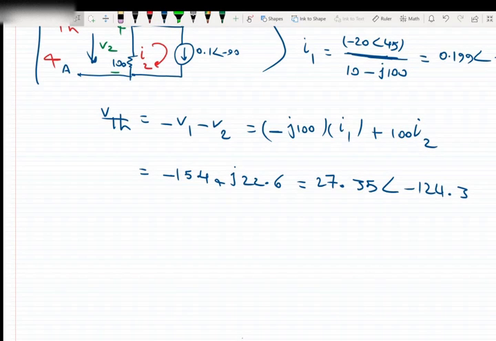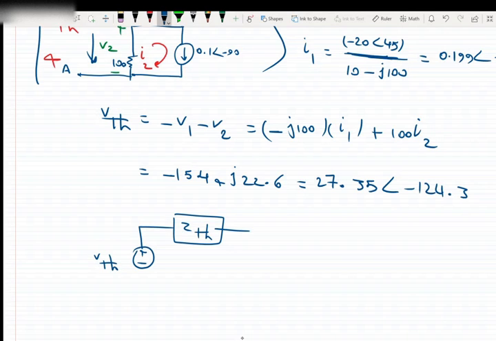Now that we got V Thevenin and Z Thevenin, let's draw the circuit. So this one is V Thevenin, this one is Z Thevenin, and this one is the inductor. The inductor value is J75, and of course the current moving through this inductor is Ix.